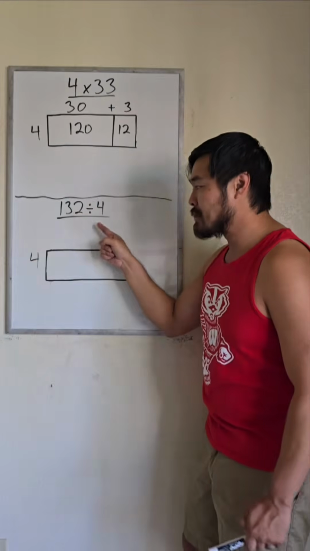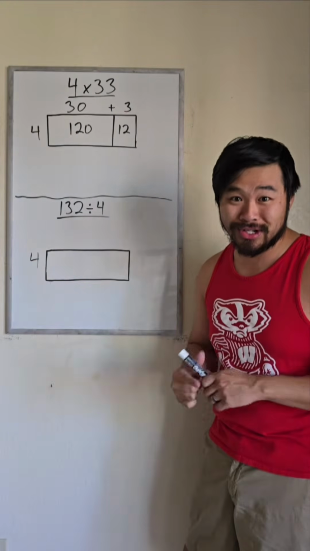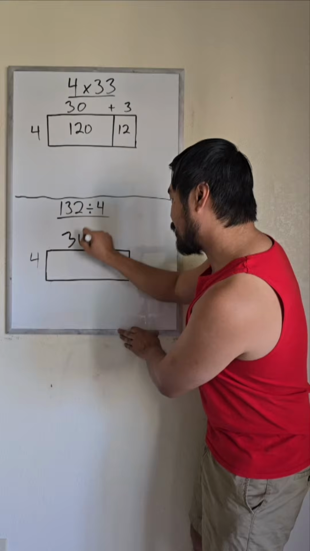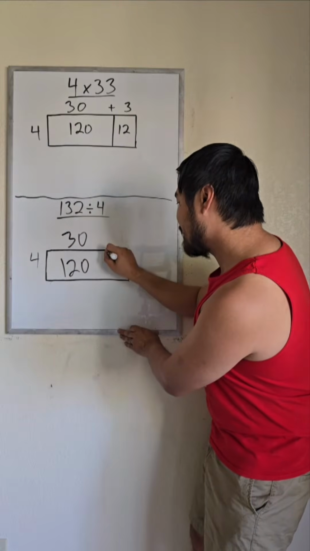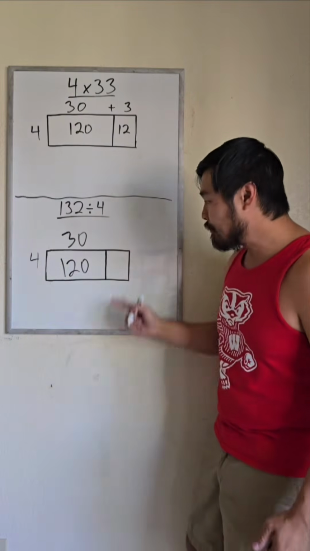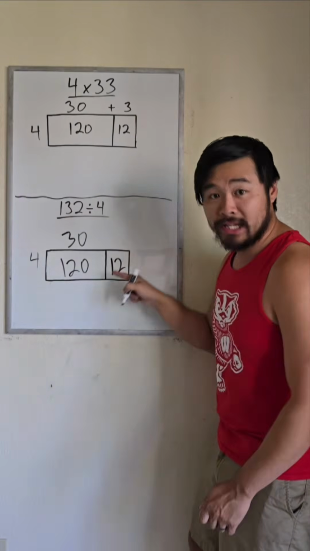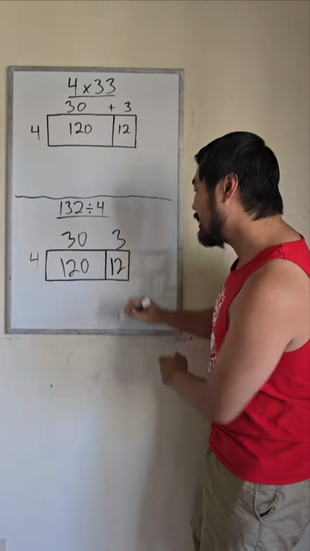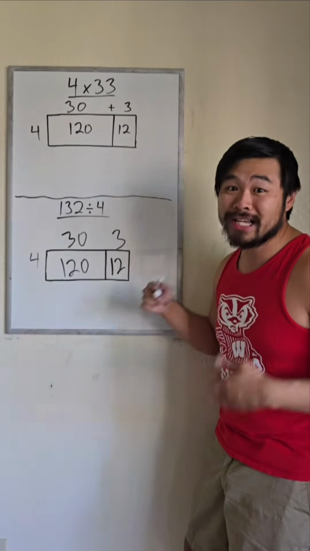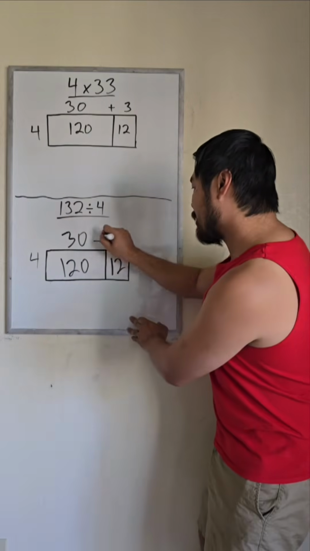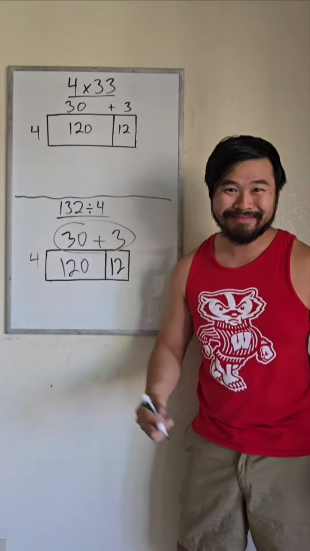So 4 times what gets me a good start to 132? Well, I know 4 times 30 is 120. That's a huge chunk of 132. This area needs to be 12. 4 times what equals 12? Well, 3. I built to 132 as my area, so I'm done. The other side length is 33.